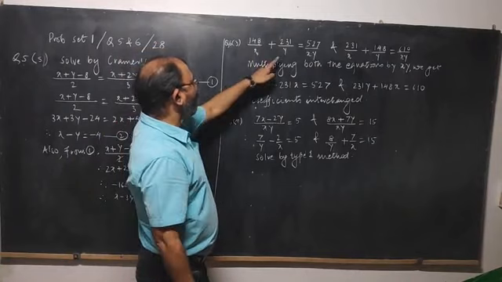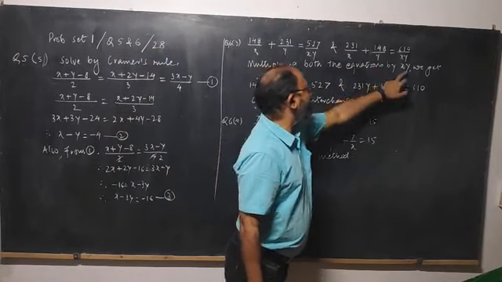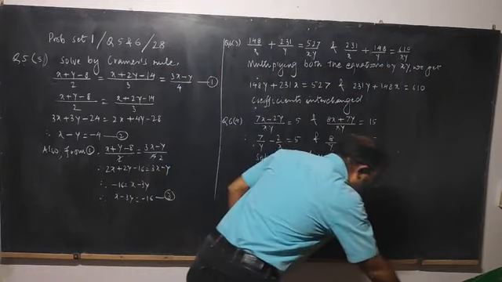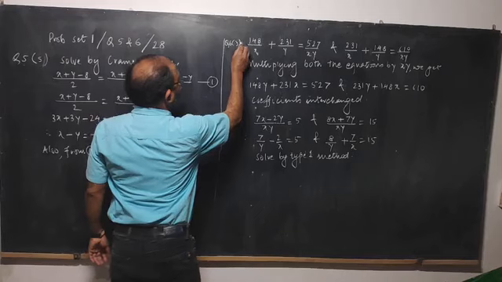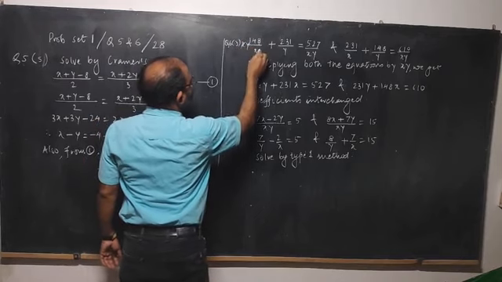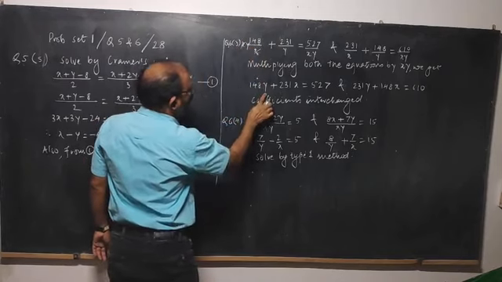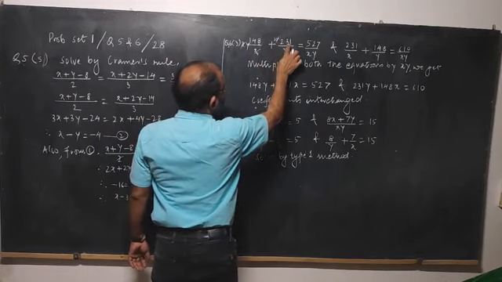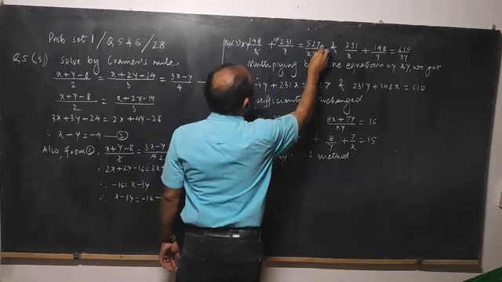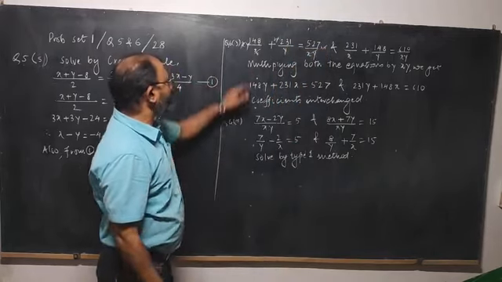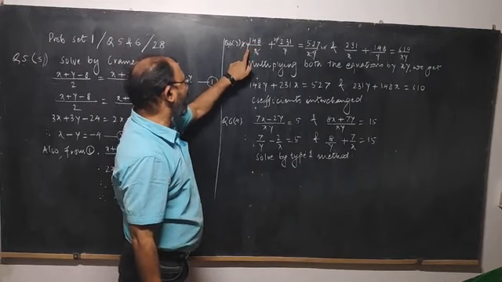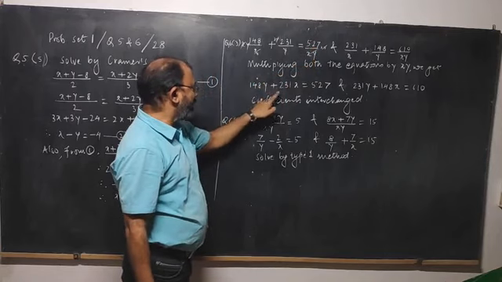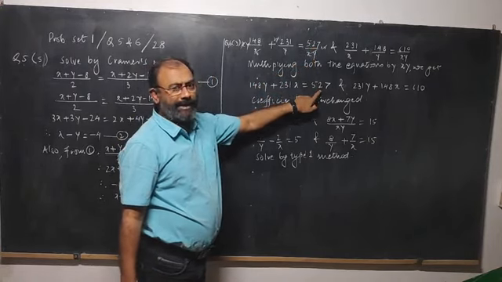If I multiply both the equations by xy, because the denominator contains xy. So if I multiply the first equation by xy, x cancels with x, you will get 148y. Here also you have to multiply by xy, so y cancels with y, you will get 231x, and if you multiply the right hand side by xy, xy cancels with xy. So your new equation will be 148y plus 231x is equal to 527.